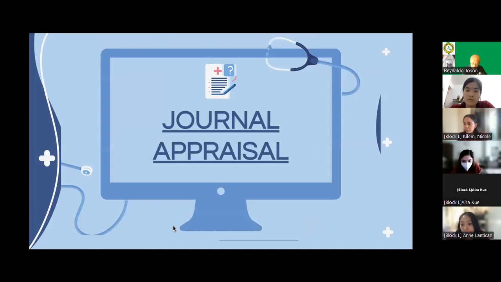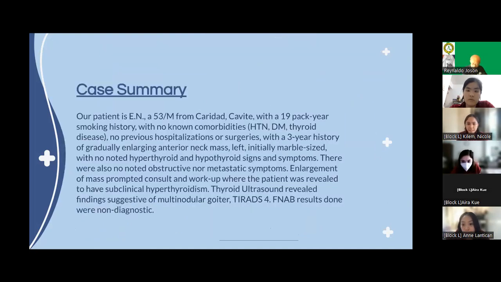So for our journal appraisal, we picked a journal based on the case given to us. This is also about thyroid mass or anterior neck mass.